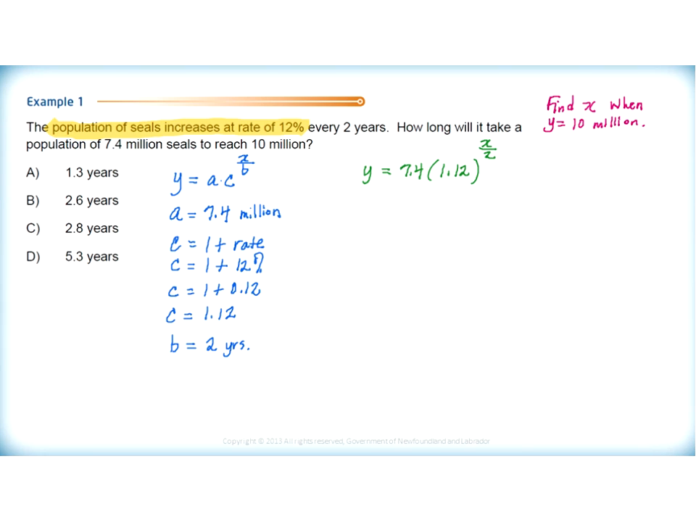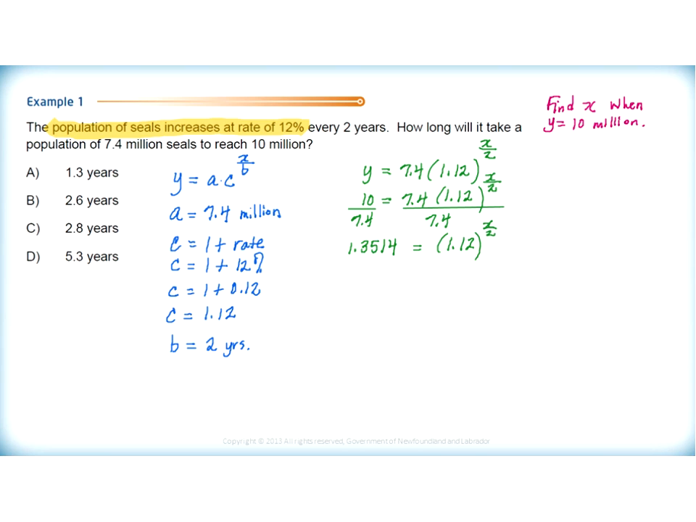So let's substitute these values into the equation. So we have y is equal to 10 equals 7.4 times 1.12 raised to the power of x over 2. Now we need to solve the equation, and we can begin by dividing both sides of the equation by 7.4. We're trying to isolate the term that contains x. So when we divide both sides by 7.4, you can use your calculators to do this. The left-hand side simplifies to be 1.3514. And the right-hand side is equal to 1.12 raised to the power of x over 2.